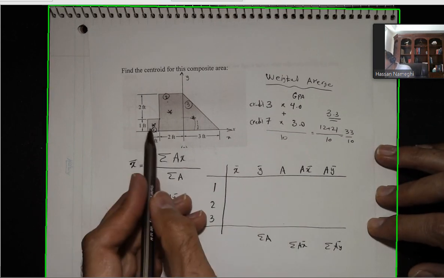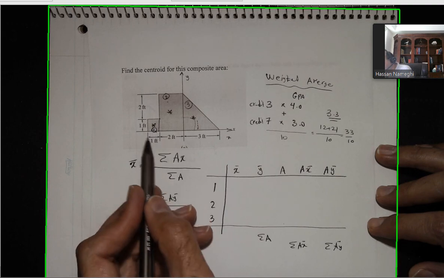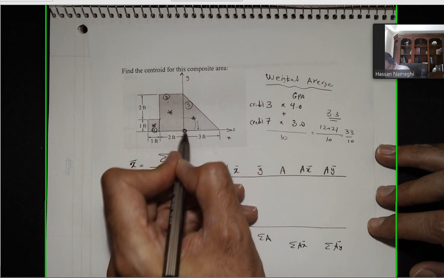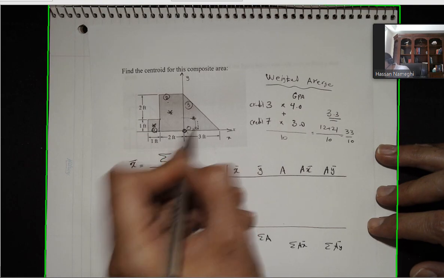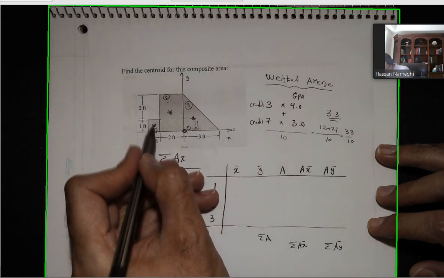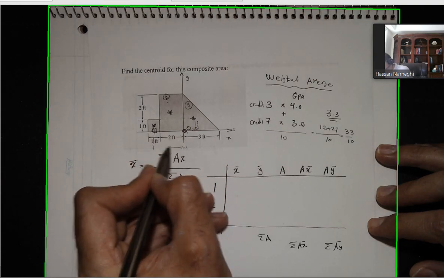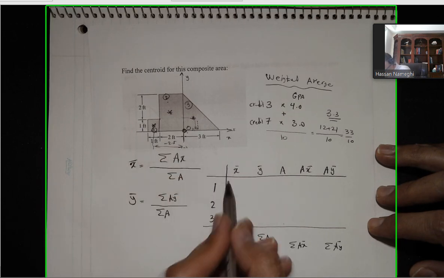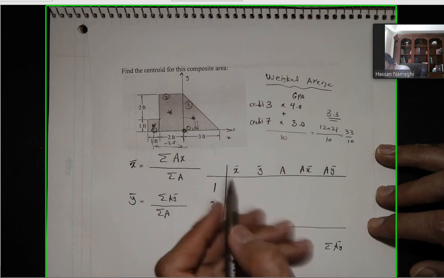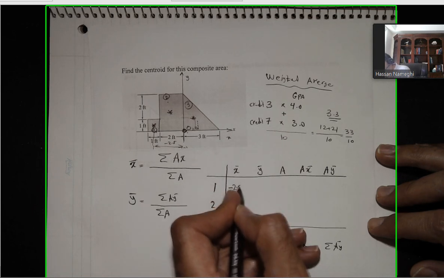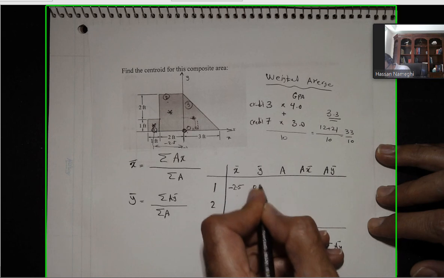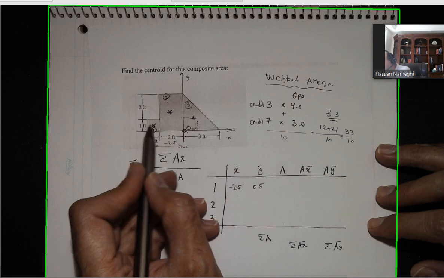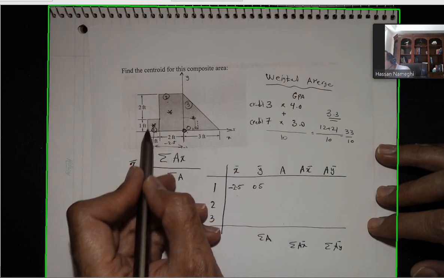For shape 1, where is the center located? This is your origin, by the way. This location is 0, 0. From here to here is minus 2.5. So for shape 1, the center on the x is minus 2.5. On the y it is 0.5. The overall height is 1, and half of 1 is 0.5. So the center here to there is 0.5 on the y.